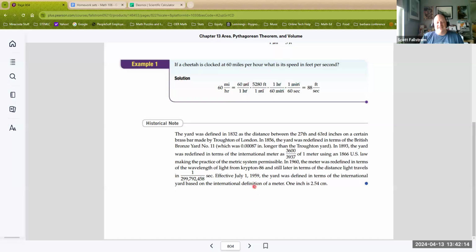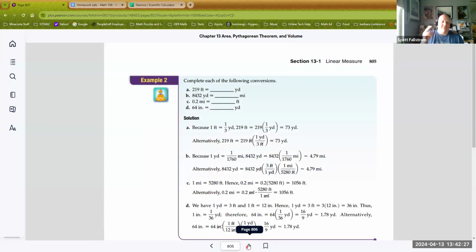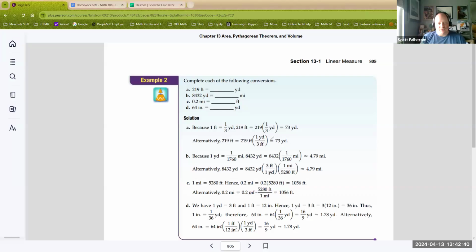All right, so in 1959, the yard was defined in terms of the international yard, and 1 inch is basically kind of the quickest way to think about that, which means 1 inch is 2.54 centimeters. And that is how we can convert forwards and backwards from yards to inches to feet to meters, all of those. But if we're staying in the same system, the way that they're doing it here is because sometimes they will do it both ways. They show 2 different ways.